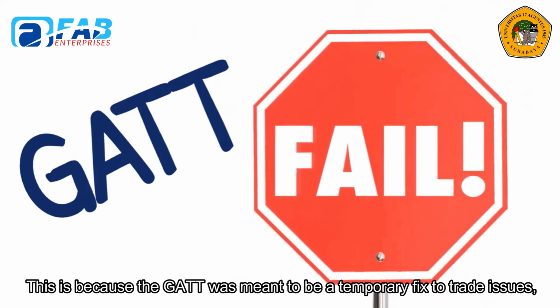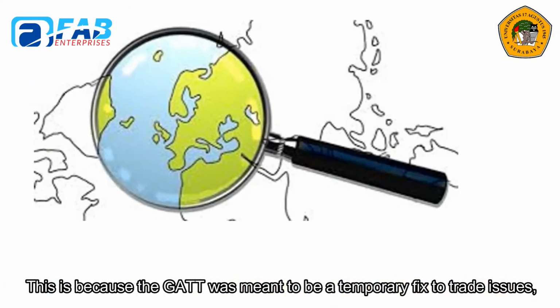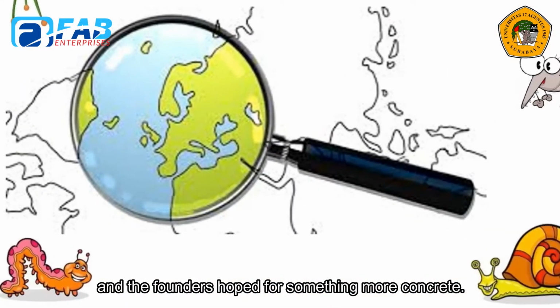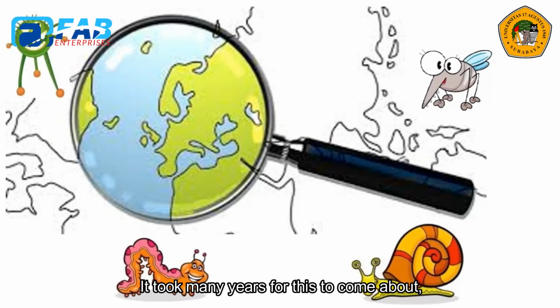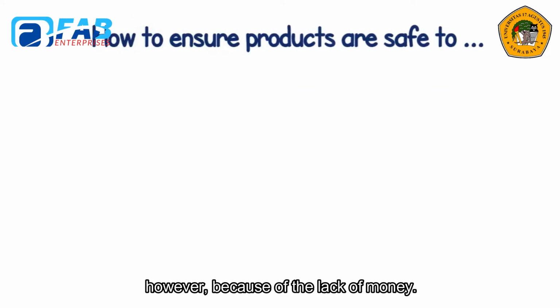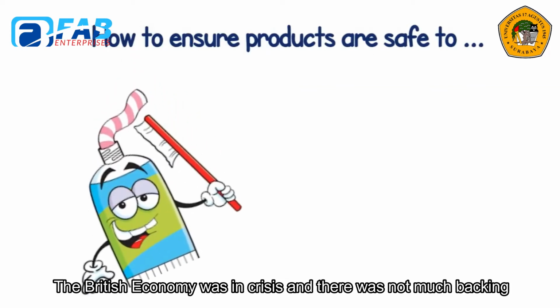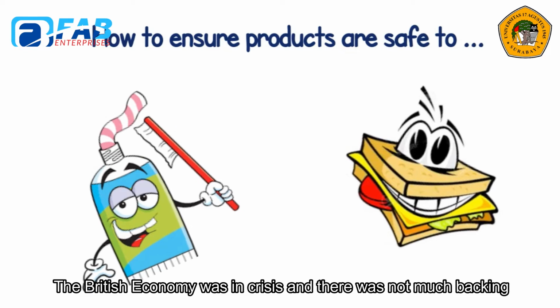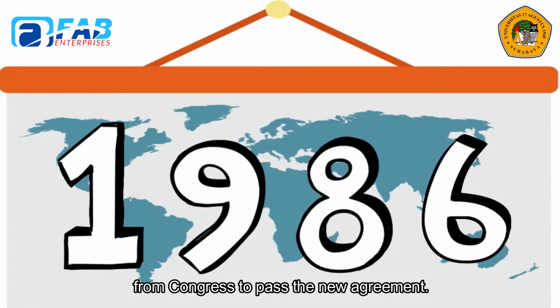This is because the GATT was meant to be a temporary fix to trade issues, and the founders hoped for something more concrete. It took many years for this to come about, however, because of the lack of money. The British economy was in crisis and there was not much backing from Congress to pass the new agreement.